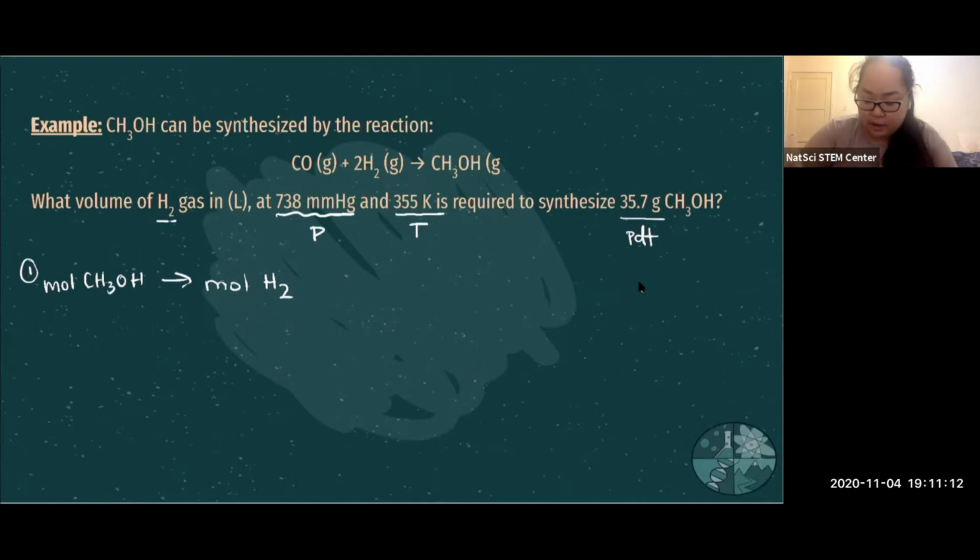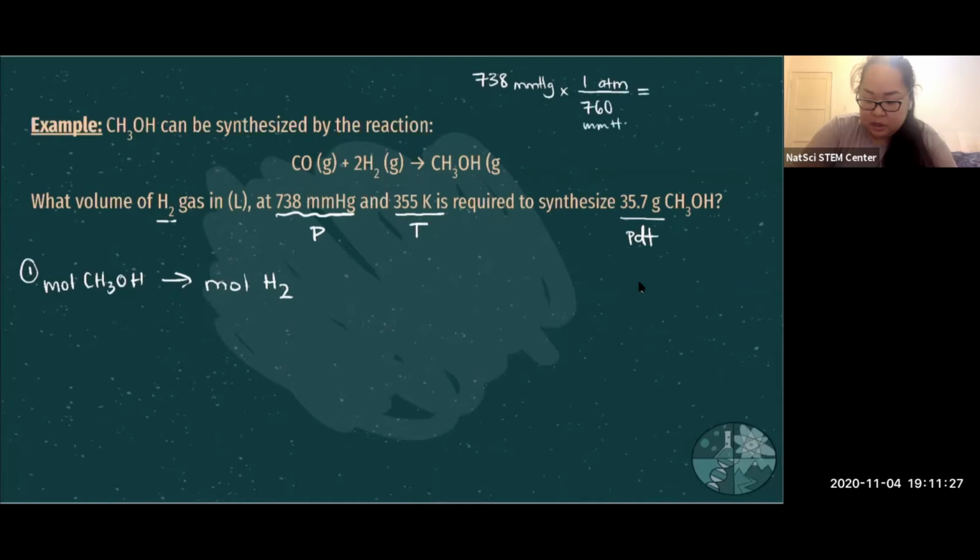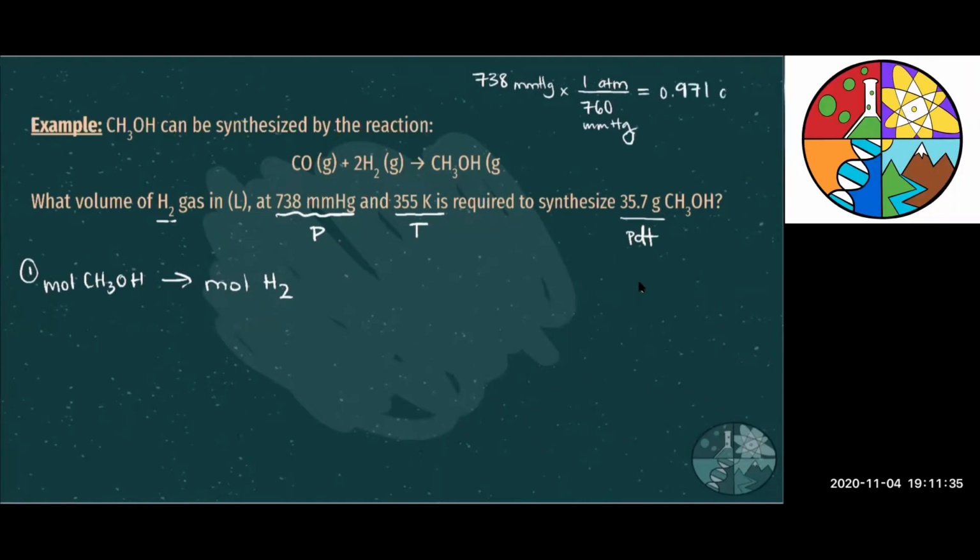So actually, first, I just want to do this. 738 millimeters of mercury, how do you get it to atmosphere, ATM? Divided by 760. Okay, so 738 divided by 760, you get 0.971 ATM.